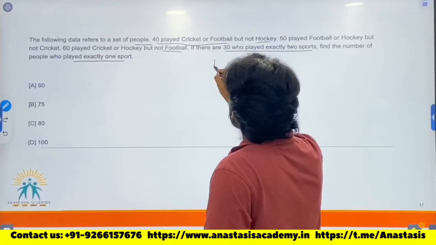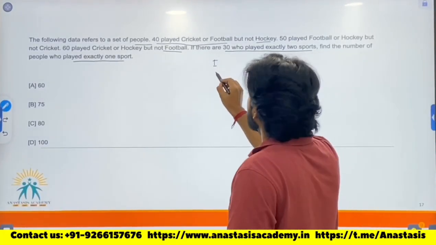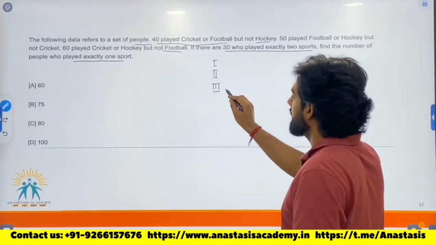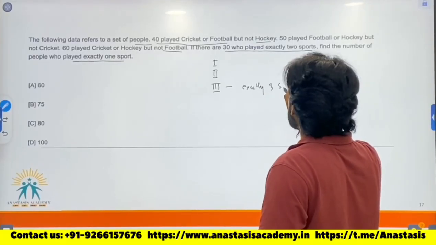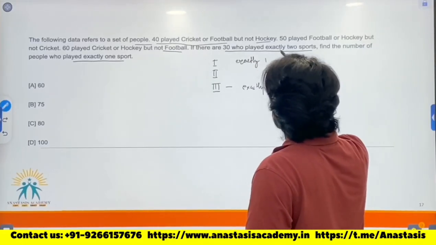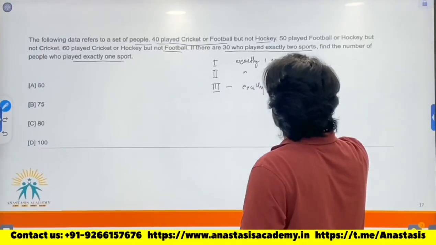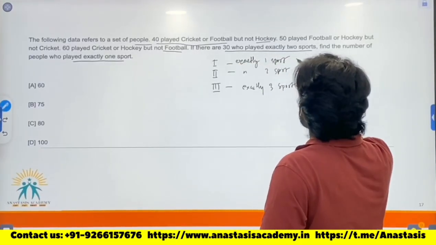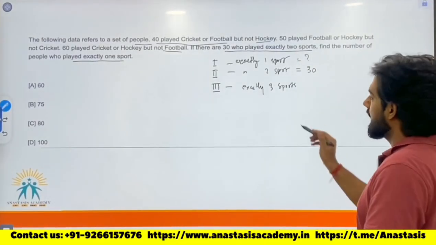So people playing exactly one sport, I am writing them as 1. And people who play exactly two sports, as 2, and people who play exactly three sports, as 3. This is people playing exactly one sport, and this is exactly two sports. It is given to me as 30. This I have to find out. This is not given.